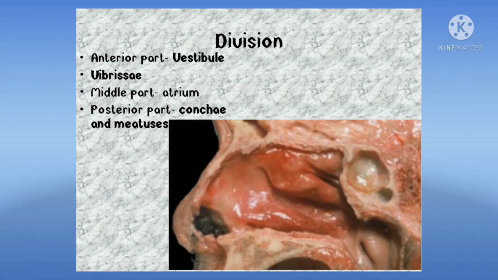Next, the divisions of lateral wall of nose. The lateral wall can be subdivided into three parts. A small depressed area in the anterior part is called the vestibule. It is lined by a modified skin containing short, stiff, curved hairs called vibrissae. The middle part is known as the atrium of the middle meatus. The posterior part contains the nasal conchae. The spaces separating the conchae are called meatus.